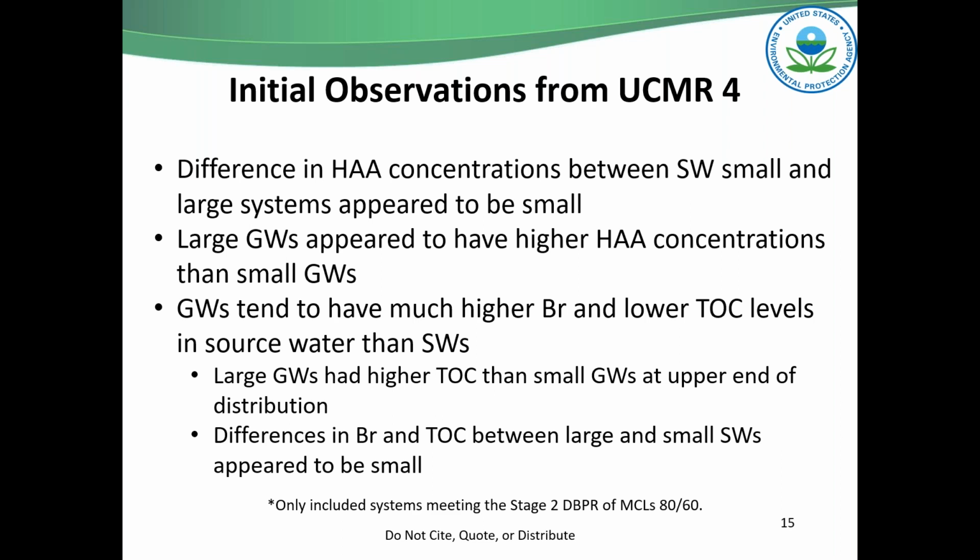And then in general, and this is a very important finding that is supporting some of the historical understanding, the groundwater systems tend to have much higher bromide and lower TOC than the source waters in surface water supplies. So that has an implication in terms of the extent to which brominated chlorination DBPs, be they THMs or halo acids, might be significantly different among groundwater systems versus surface water supplies. And we'll see some of that in some of the subsequent slides that I show here.